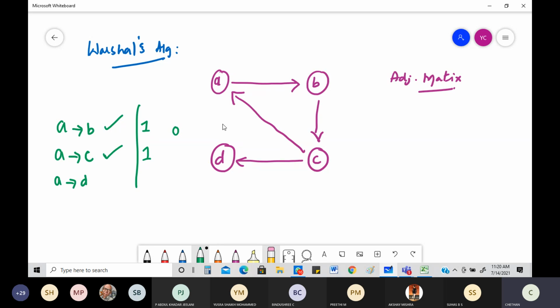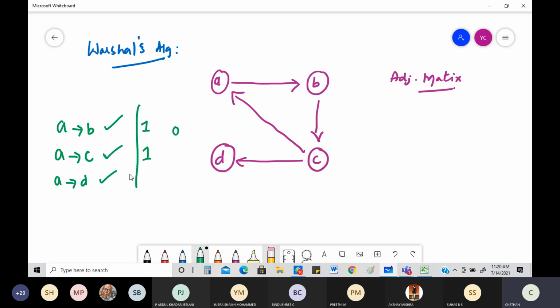Is there a path from A to D? No, there is no direct path here. But there is an indirect path: A to B, B to C, C to D. So there is also a path here. This is what our output is, or this is what our intention is. We are going to figure out even the indirect paths also, not just the direct ones.